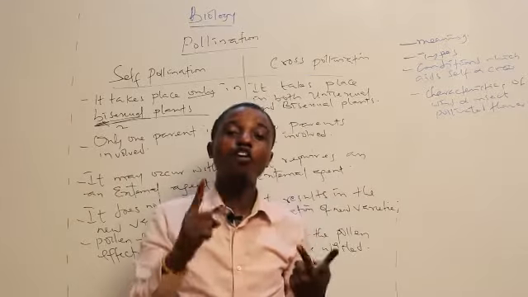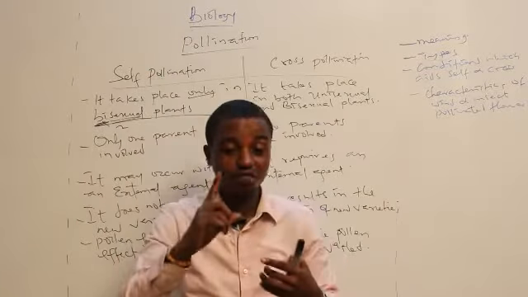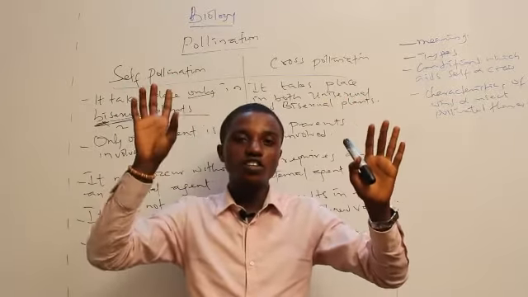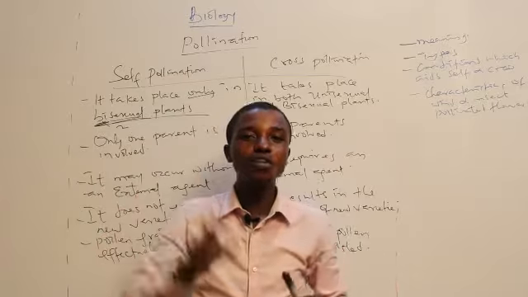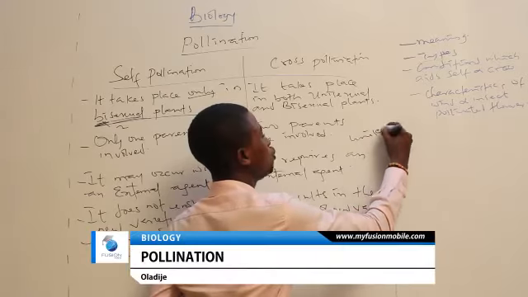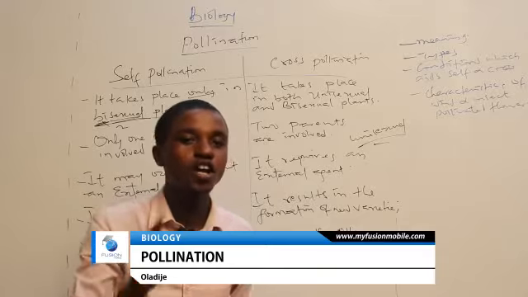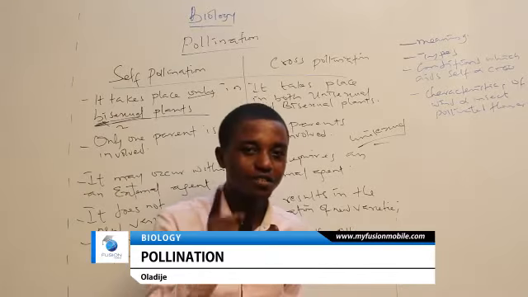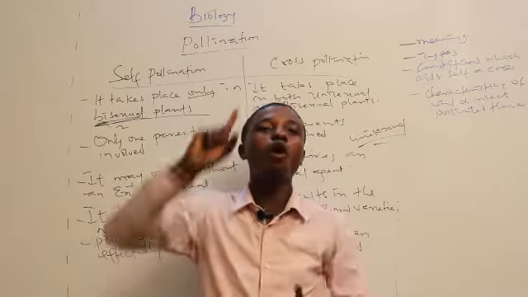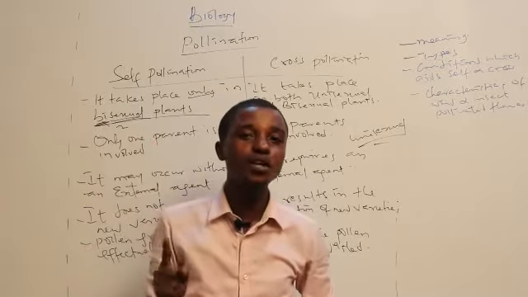Now for cross-pollination, this is what happens. Some organisms in cross-pollination have both the male and the female. For some, they have just the male only, or the female only. Those ones are called unisexual plants. Unisexual plants are plants having only the male reproductive organ or only the female reproductive organ. However, bisexual plants are plants that have both the male and the female on one plant.